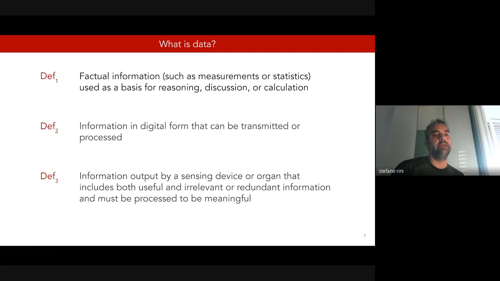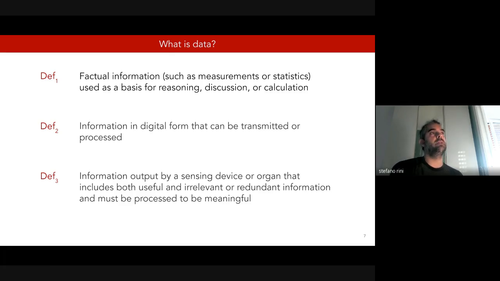So it is clear that there is an aspect of digitalization of data when we discuss big data that cannot be ignored, right? A human individual has finite capabilities of reading manuscripts, flipping through sheepskins, reading through stone tablets, right? So the ability of having automated processing of the information is of course very important to our definition of data. And the definition 3: information output by a sensing device or organ that includes both useful and irrelevant or redundant information and must be processed to be meaningful.